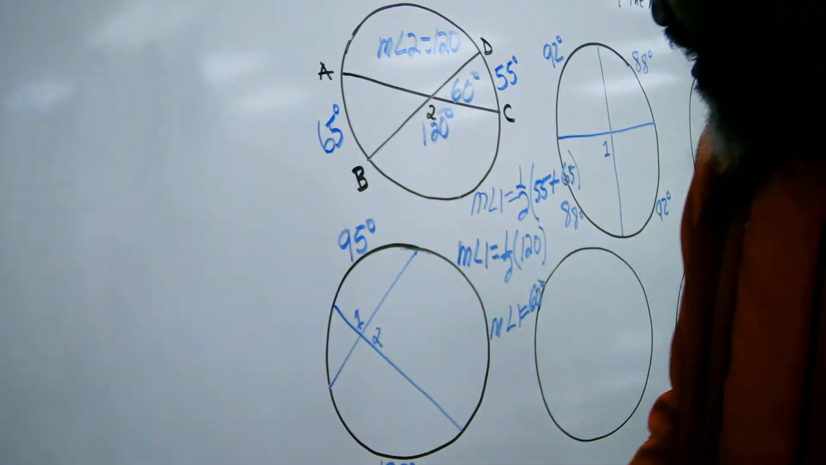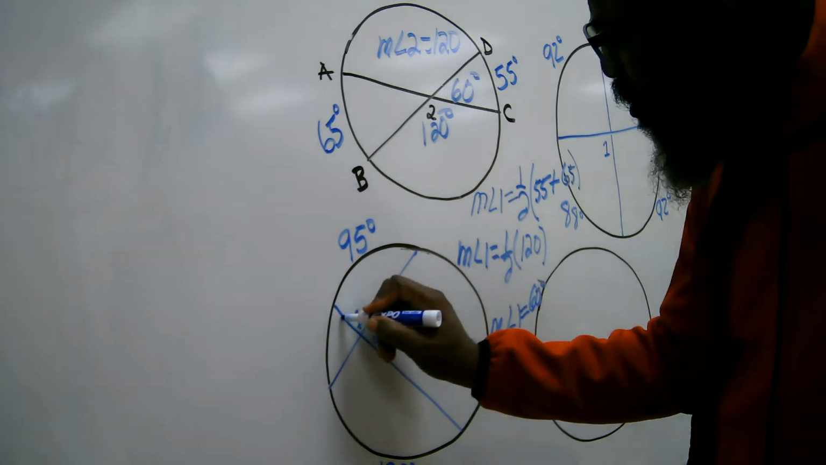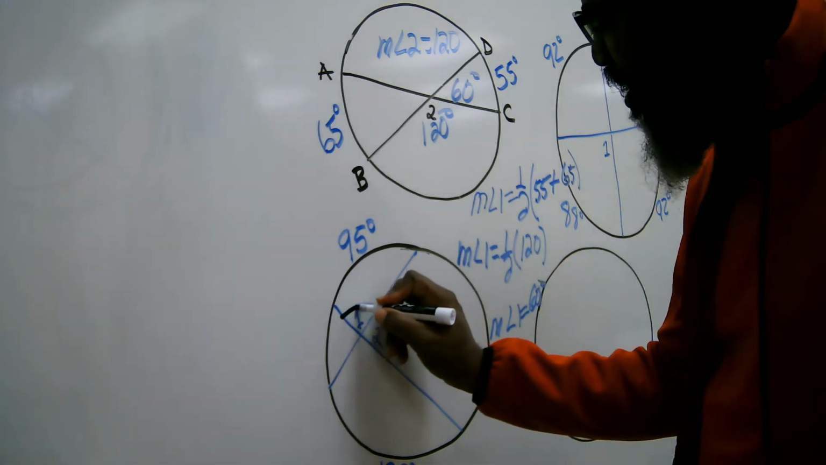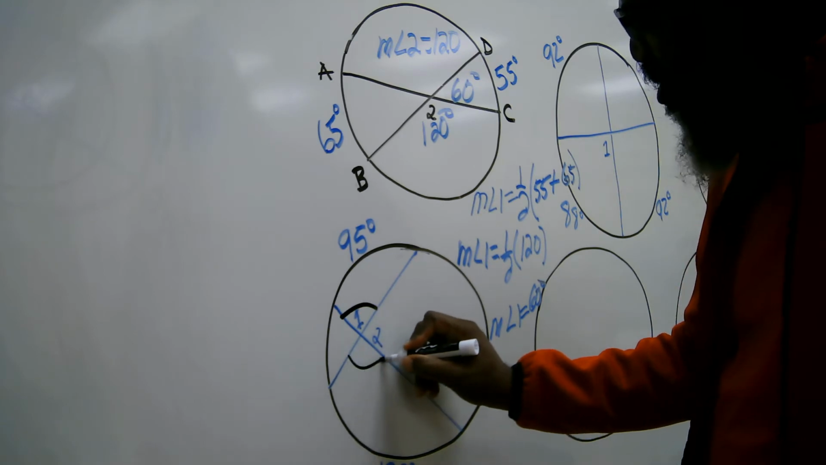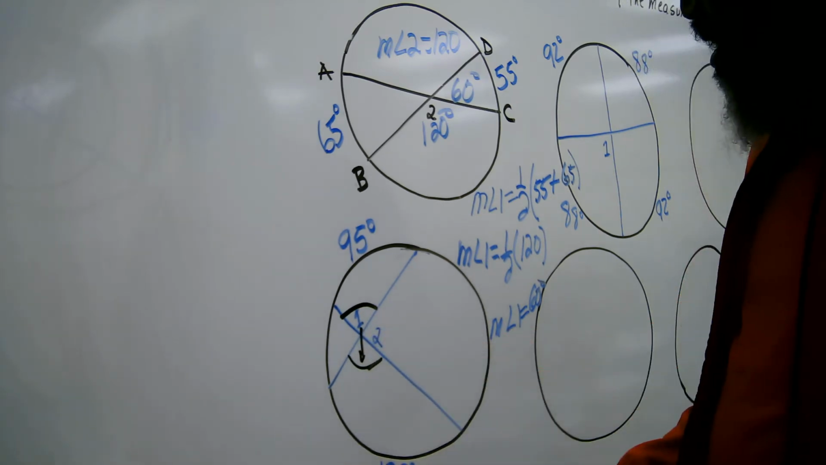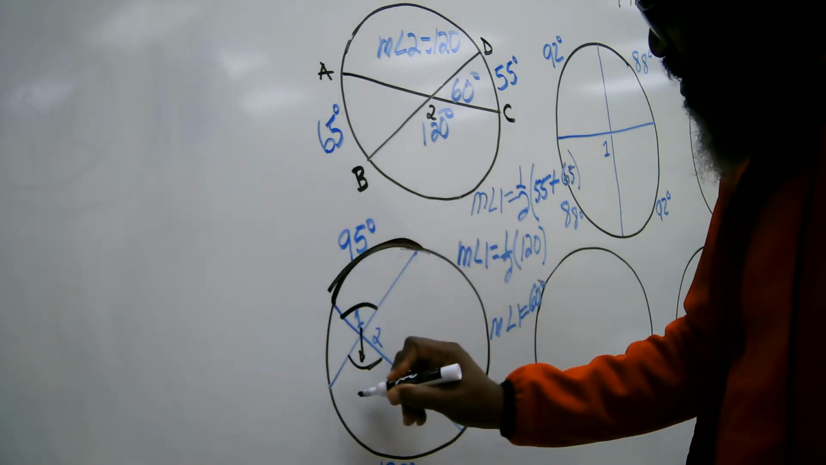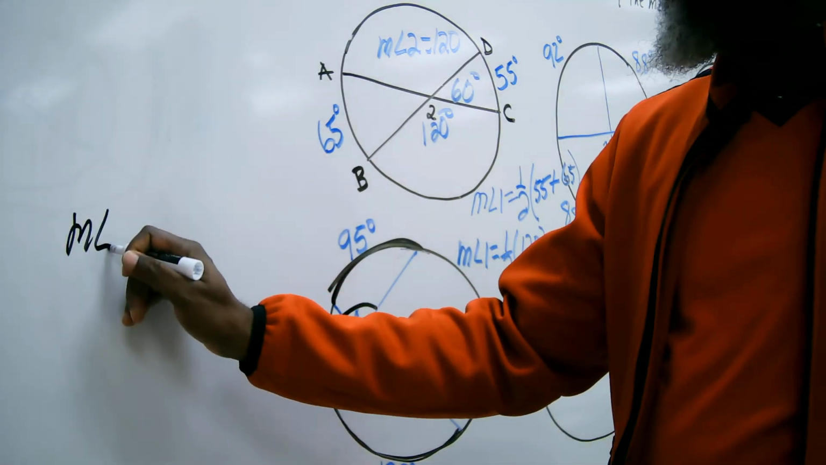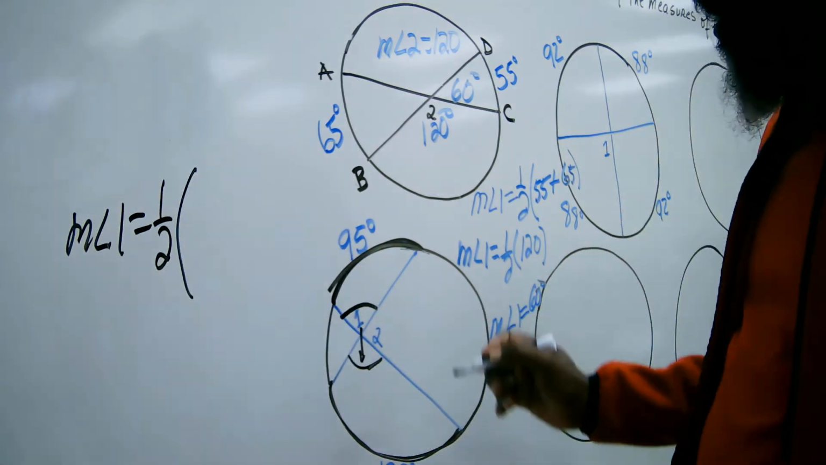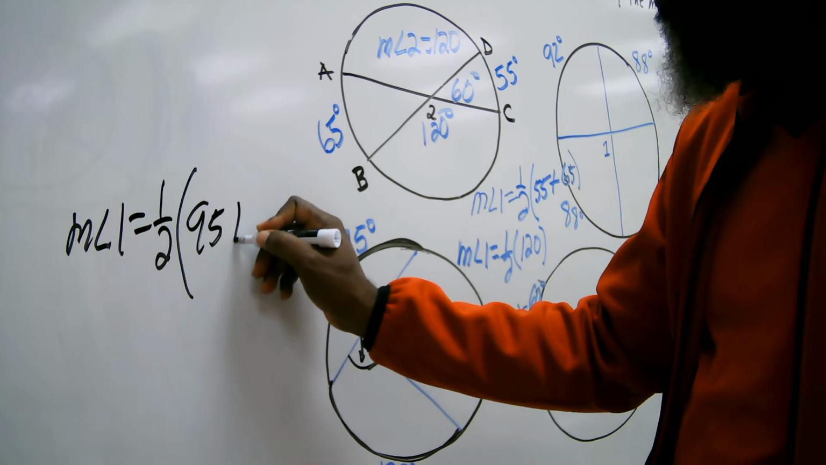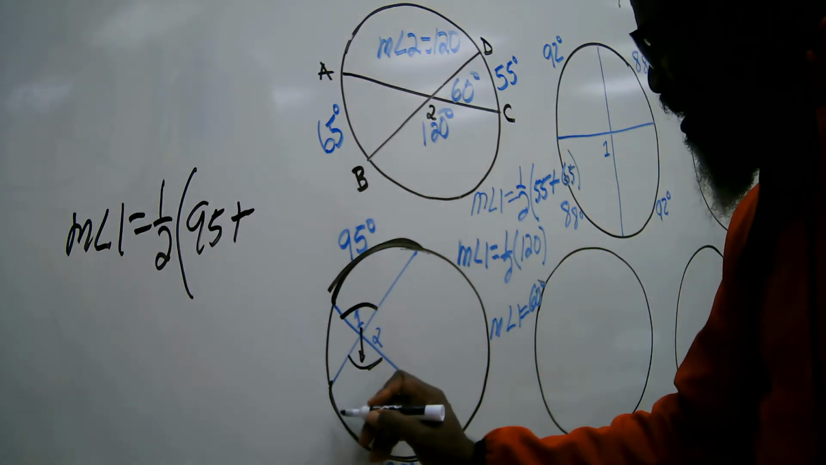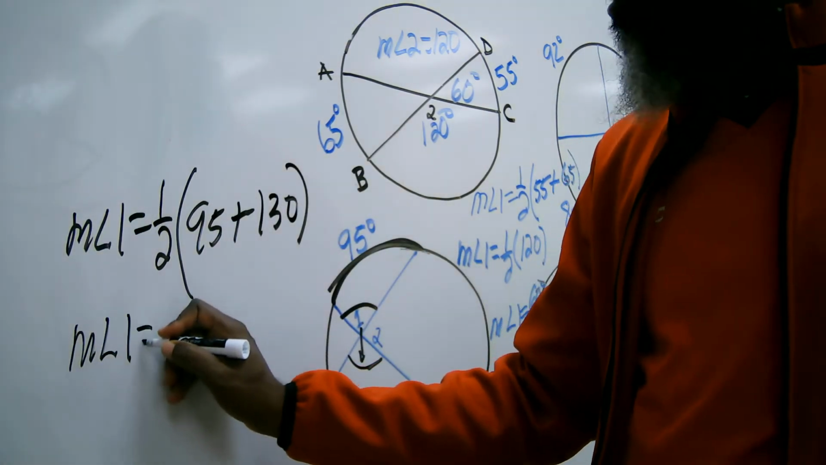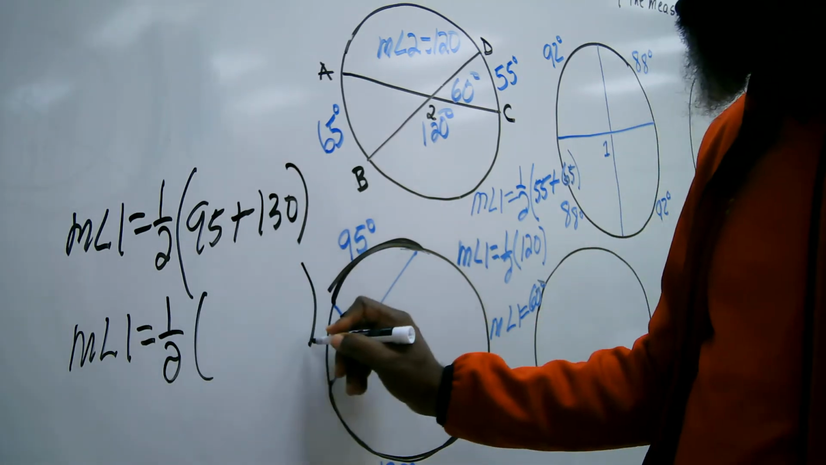In this case, I have this problem here. I need to find this angle 1. If I know angle 1, then I can find angle 2. This angle 1 will be vertical to that, so whatever angle 1 is, this will be that. Since the angles intersect inside, I will take the sum of the arcs and take 1/2 of it. The measure of angle 1 is equal to 1/2 times (95 plus the intercepted arc, which is 130). Then that will give me the value of angle 1. Once I find the measure of angle 1, I will be able to find the measure of angle 2 because they are supplementary, a linear pair.